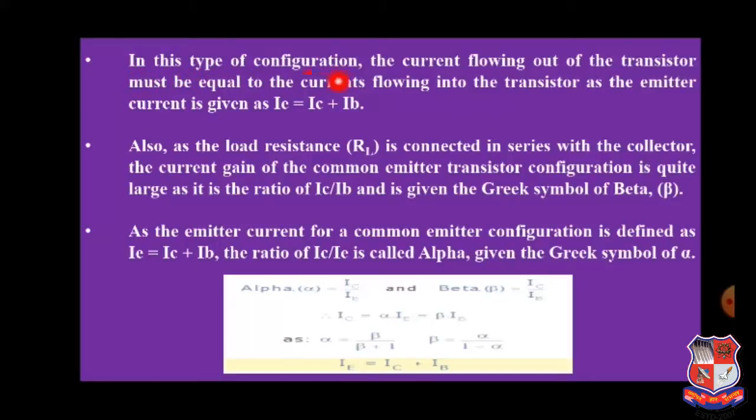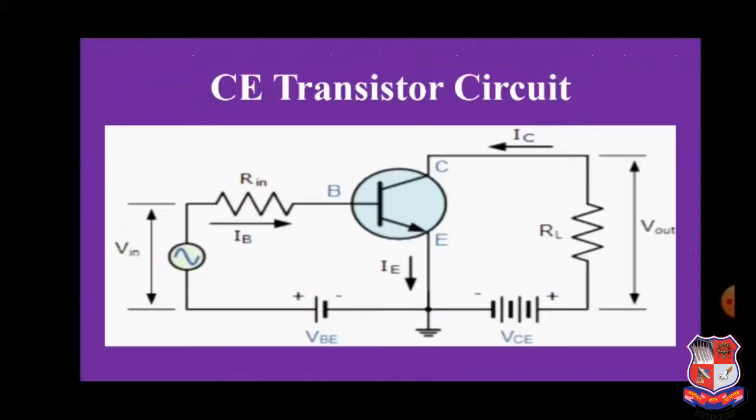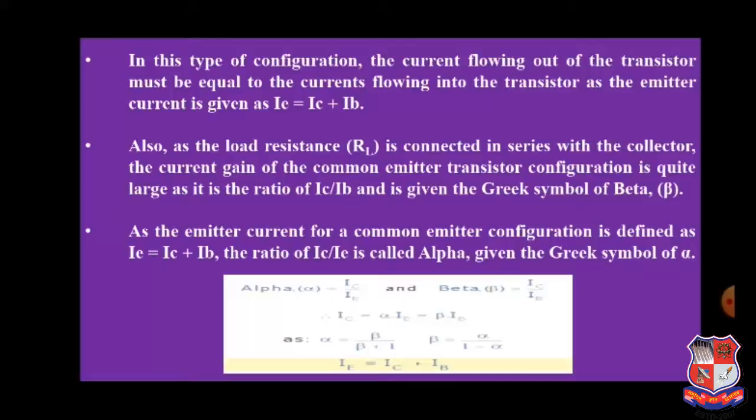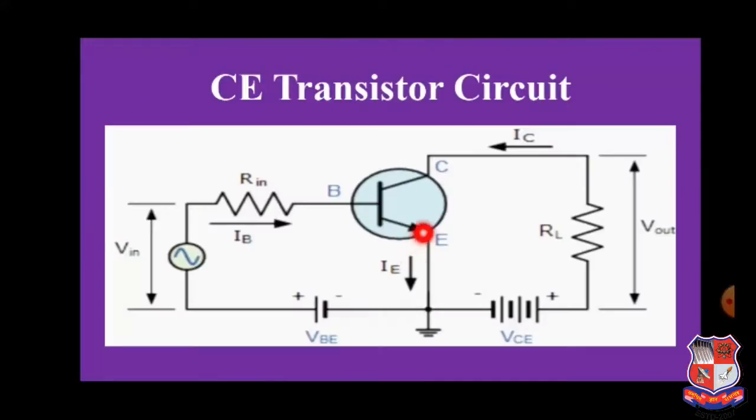In this type of configuration, which are the currents flowing out of the transistor? Here first of all we can say IE must be equal to the current flowing into the transistor. The emitter current is the current flowing out of the transistor, that is IE, and the currents entering the terminals are IB plus IC, which is the sum of base and collector currents.